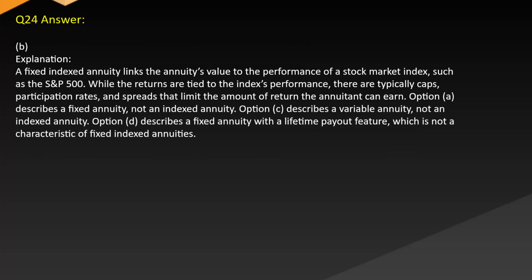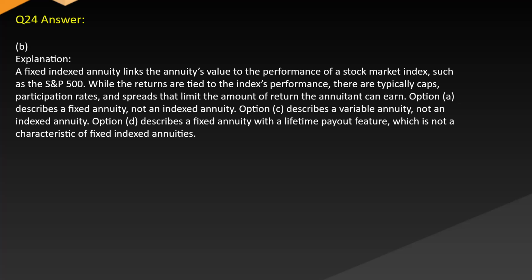Answer B. Explanation. A fixed indexed annuity links the annuity's value to the performance of a stock market index, such as the S&P 500. While the returns are tied to the index's performance, there are typically caps, participation rates, and spreads that limit the amount of return the annuitant can earn.